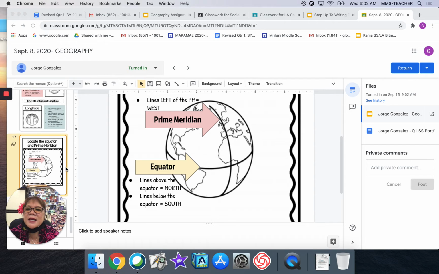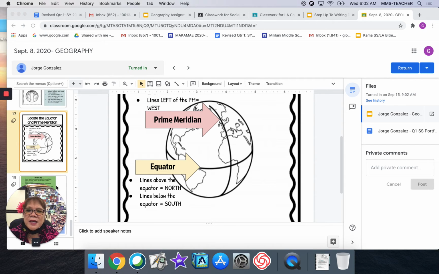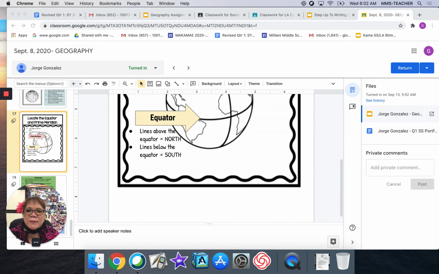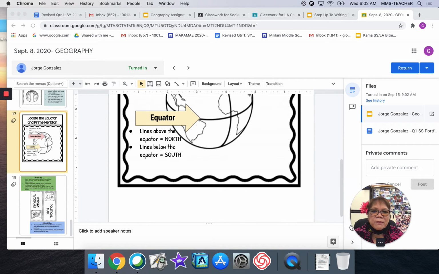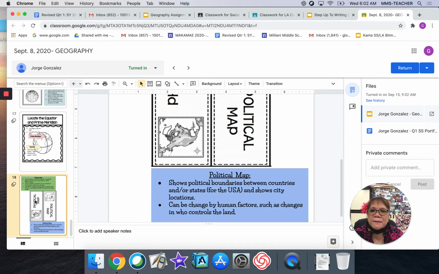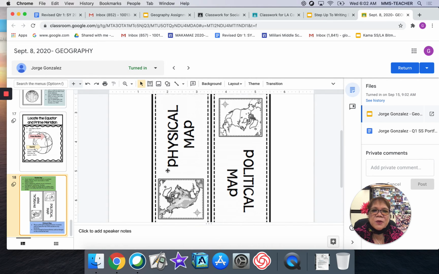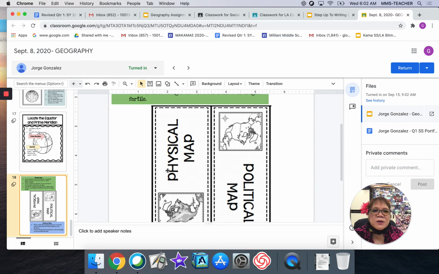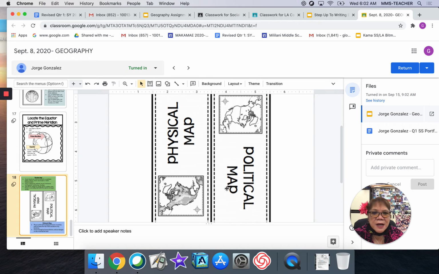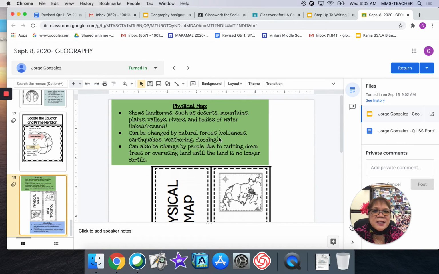Okay, the next thing I'd like to go over with you are two different types of maps. Let me move my picture there. So, we're going to be talking about physical map and political map, two distinct different types of maps. Now, this is in your Geography Interactive Notebook, slide number 18. Let's go over what a physical map is.